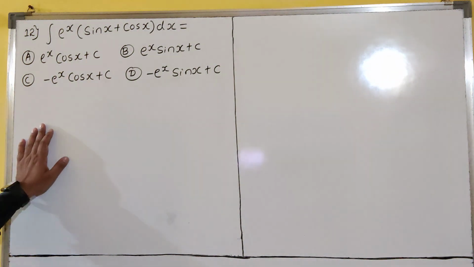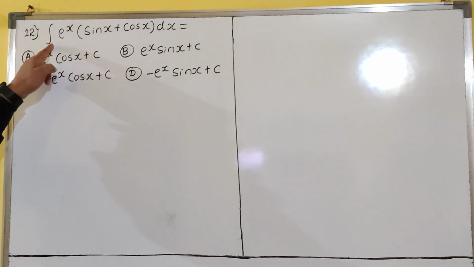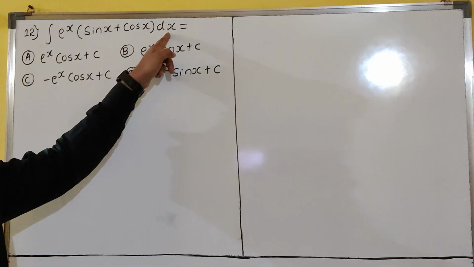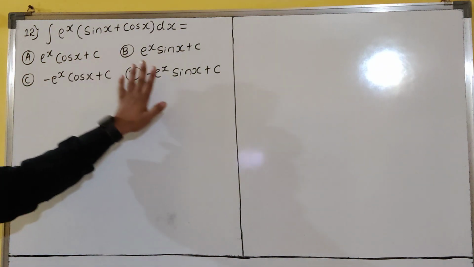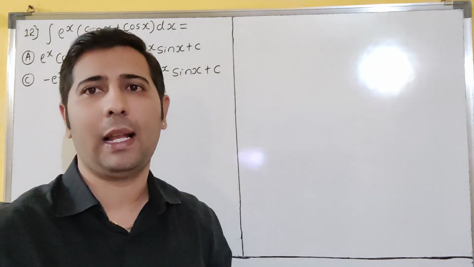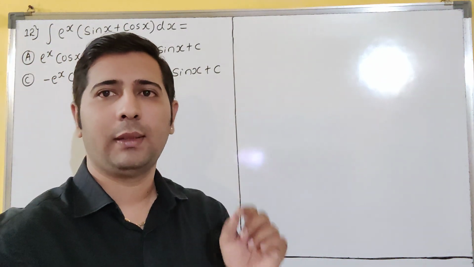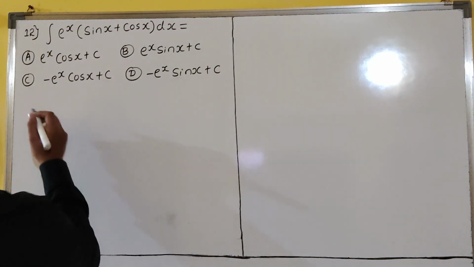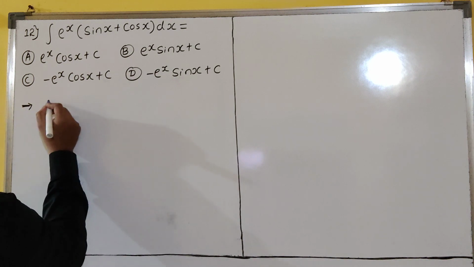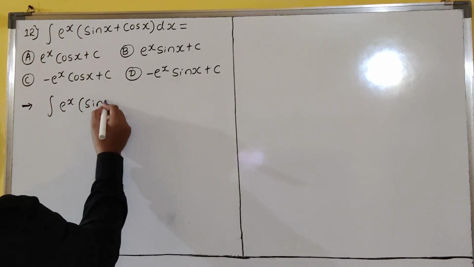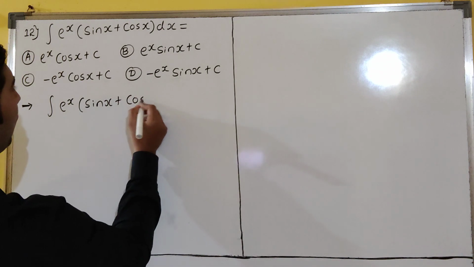So question number 12 says what? What they had asked, you see here. Integration of e raised to x into sin x plus cos x into dx is equal to. So 4 options are given. Very simple question, dear students. This is called a halva question for us. The board is giving halva for us. So now see, one of the different questions and easy also. So I will write the question: integration e raised to x into sin x plus cos x into dx.